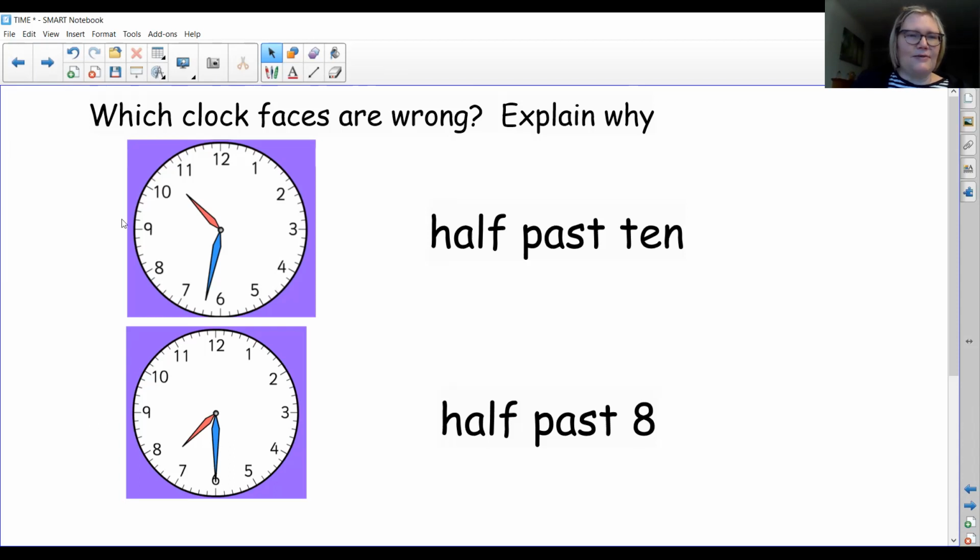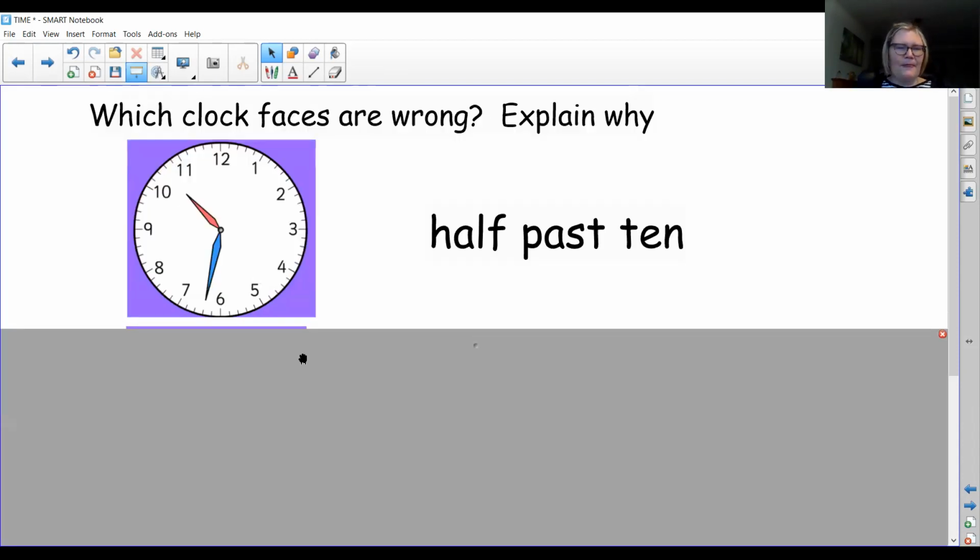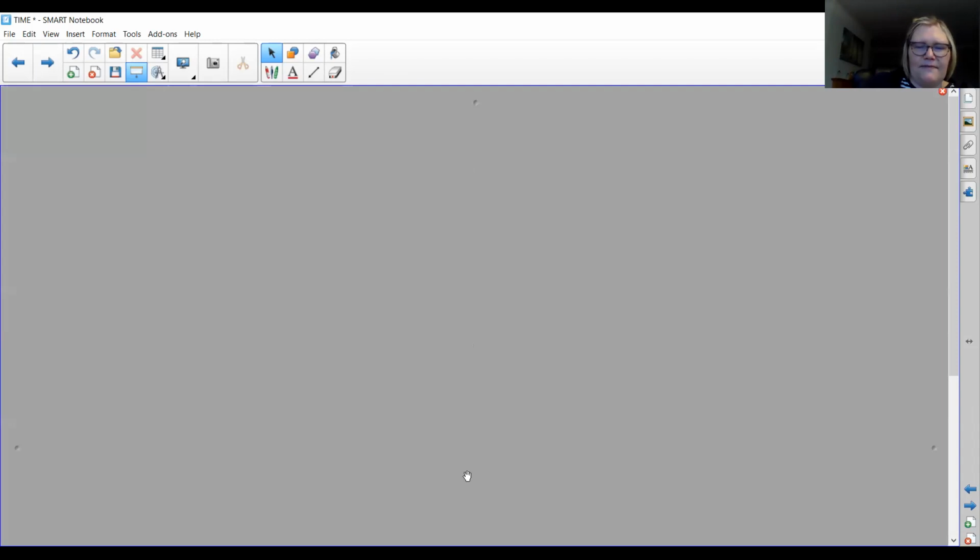Okay, let's look at the first one first of all. So 10:30. Well, it isn't 10:30, is it? Because the minute hand isn't pointing to the 6, right? If it was back a couple of minutes, then it would be 10:30. The hour hand is in the right place. It's halfway between 10 and 11.